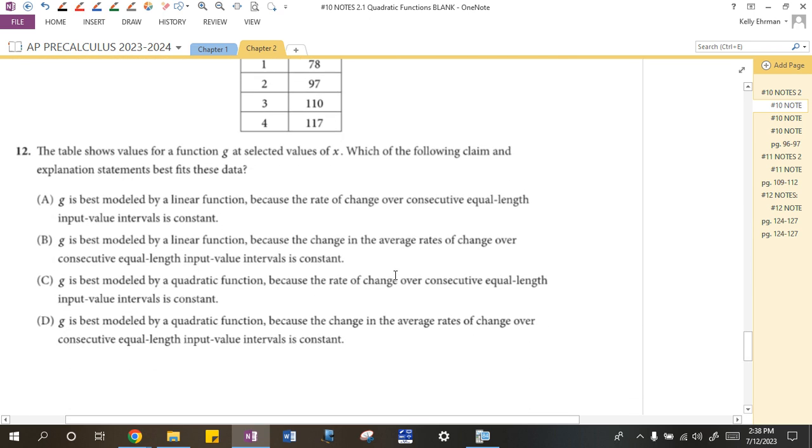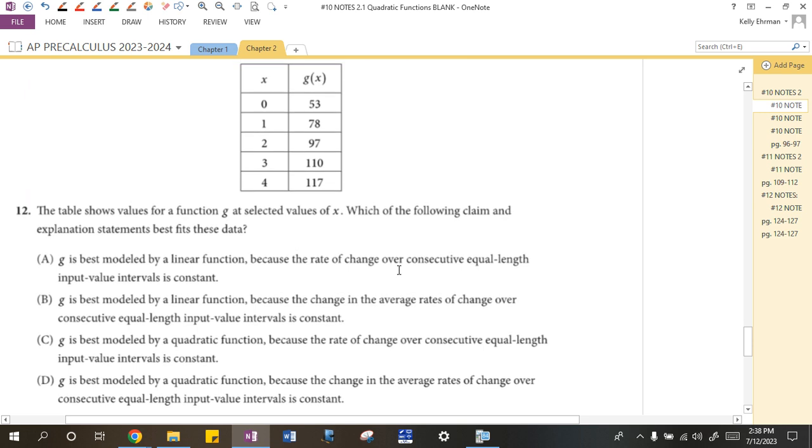Okay, here's an AP question. This is the last thing that we're doing today. This is, again, a guaranteed question on your AP test. Something along these lines: the table shows values for a function g at selected values of x. Which of the following claim and explanation best fits these data?